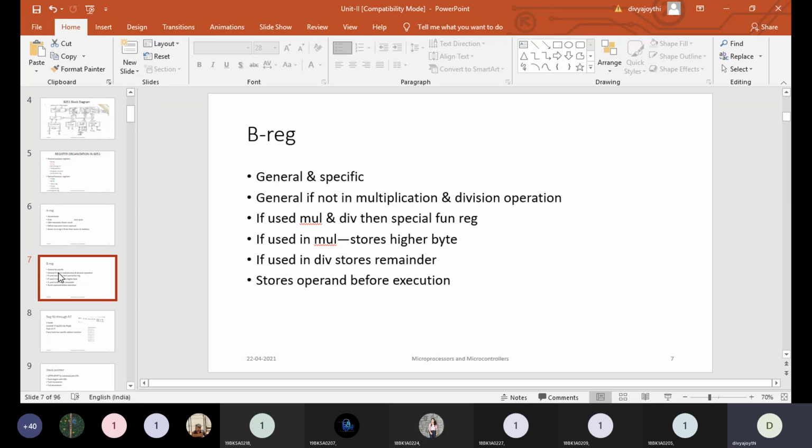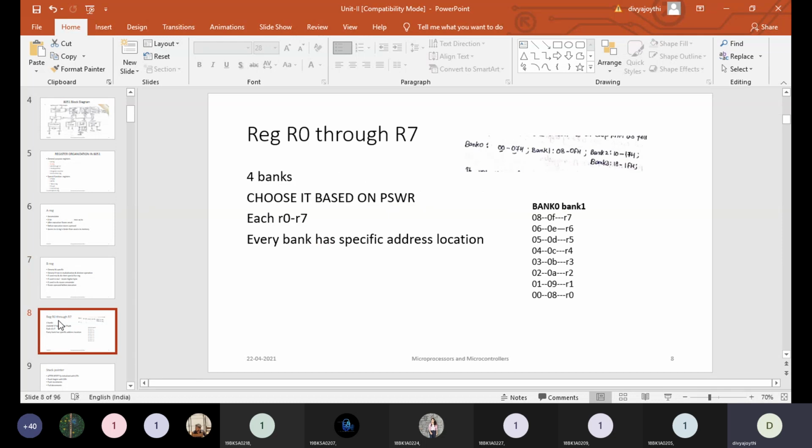As usual, before the execution it will be storing the operand, and after the execution, if it is a multiplication program, it will store the higher byte of data. If it is a division operation, it will store the remainder of that particular number.